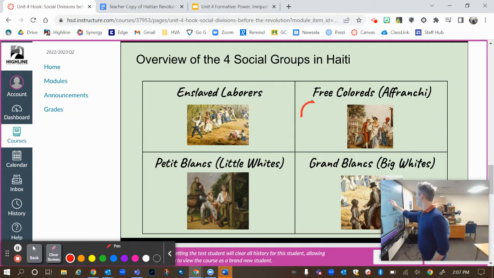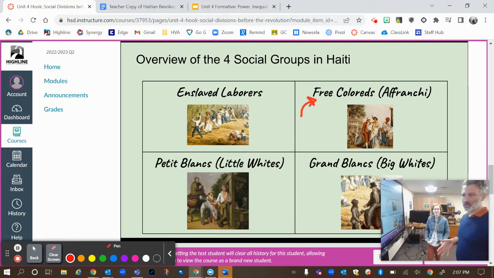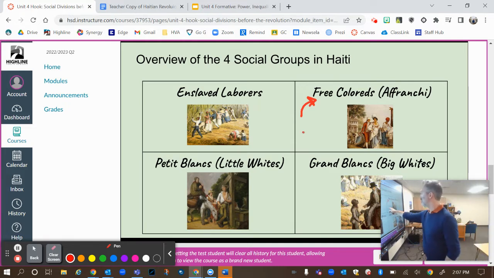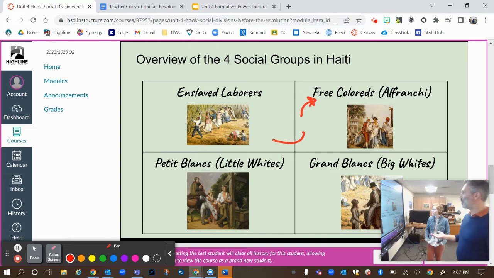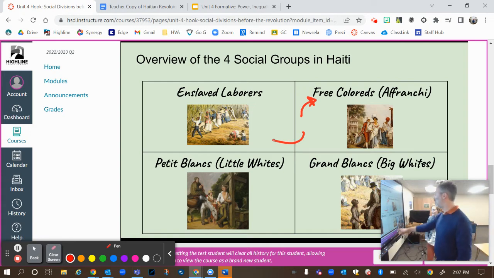Oh, I'm supposed to be doing this one. Top right, you've got these free colors, and these were people that actually did own land. In some cases, they also owned slaves, even though they were mixed race. And they had a fair amount of wealth, but they didn't have the political rights that go with it.